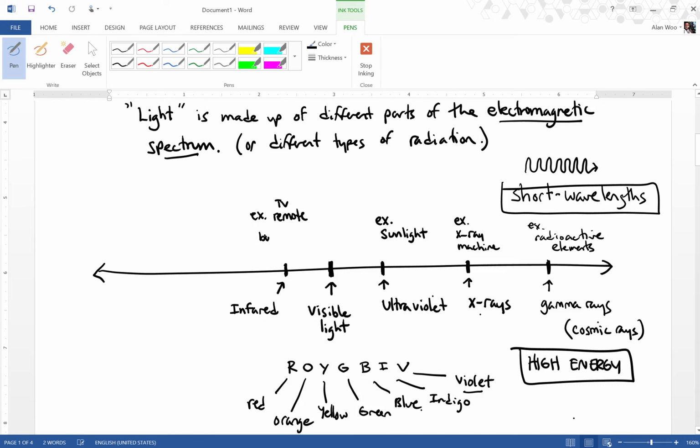Body heat is close to the infrared range. Okay, it's actually somewhere between infrared and the next one over here, which is microwaves. Okay. So microwaves, of course, naturally you would find them in microwave ovens.